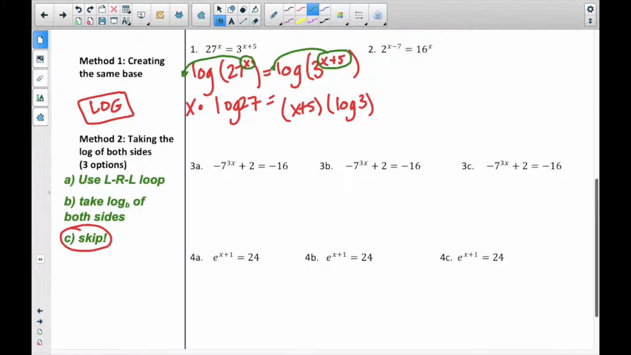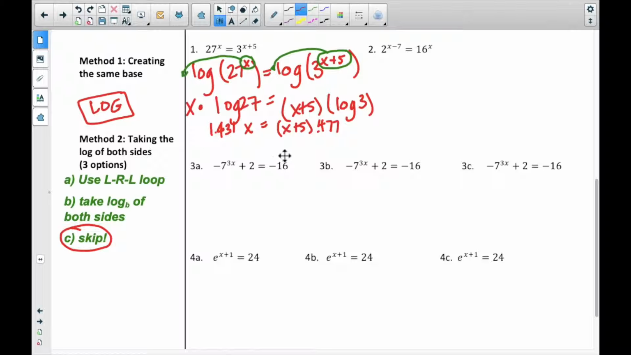Now we just put this into our calculator. You just put into your calculator the log of 27. So do that on your calculator. What is the log of 27? Okay, you should have gotten 1.431 for the log of 27, and if you do the log of 3, you get 0.477. Now, let's talk about where to go from here.